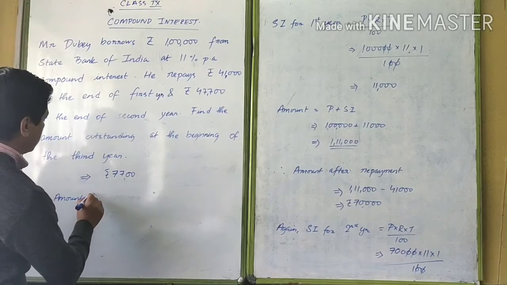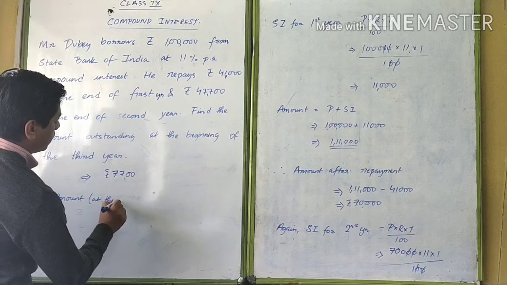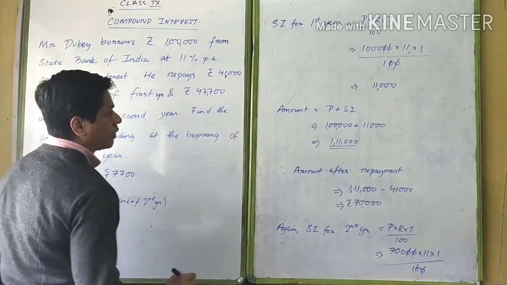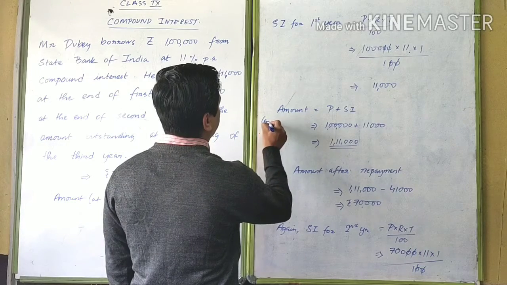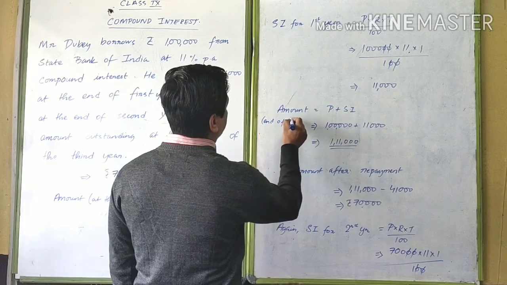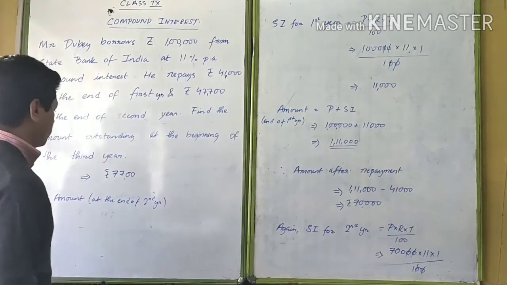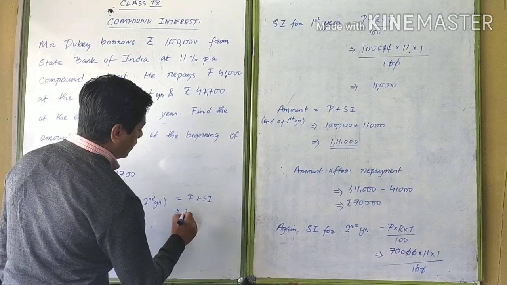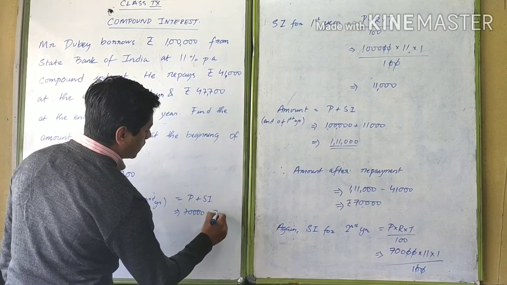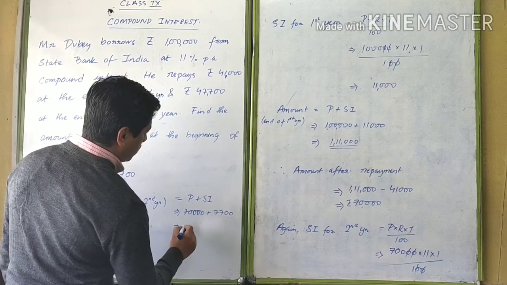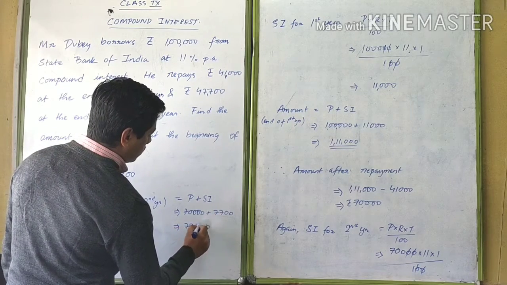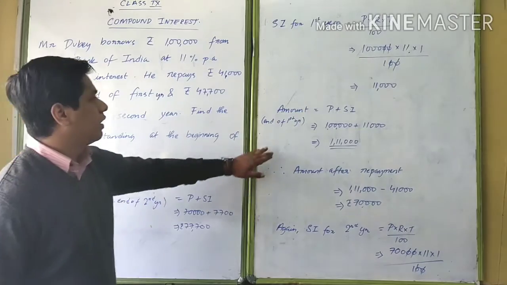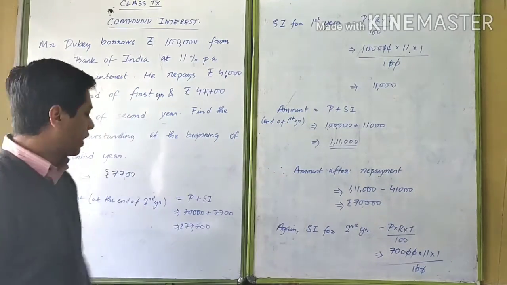Now we will again find the amount. Okay, this is at the end of second year. You know the formula P plus SI. So my principal was 70,000 plus the SI which we derived, 7,700. So this gives me rupees 77,700.